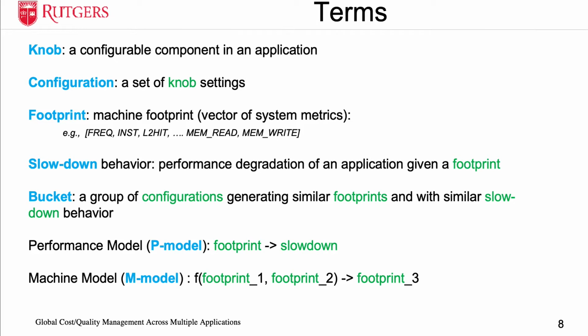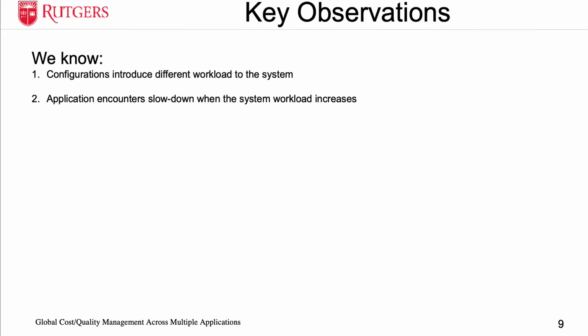Slowdown is the performance degradation an application encounters when running under the system with a given footprint, or workload. A bucket is a group of configurations that generate similar footprints and have similar slowdown behavior. Lastly, we'll introduce two models for different purposes: a P model to map a footprint to slowdown, and an M model to aggregate two footprints into one. I will describe them in detail in the following slides.